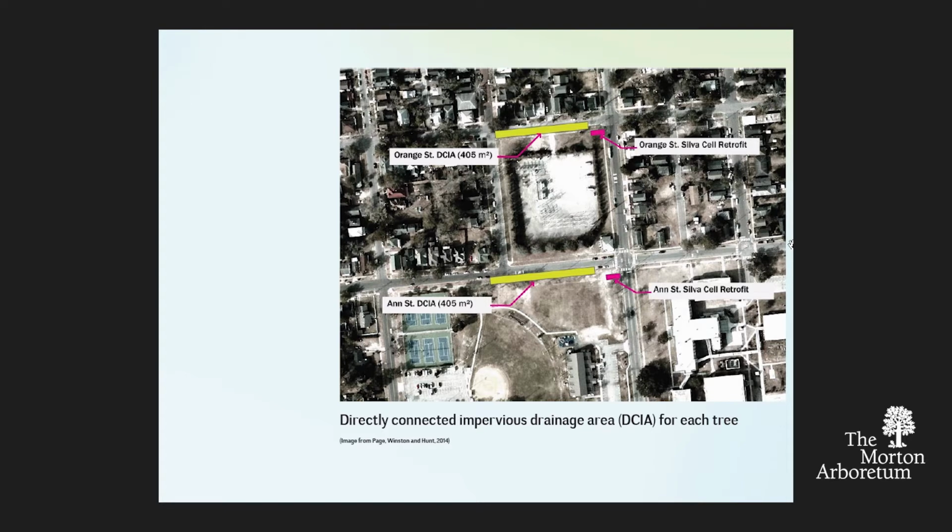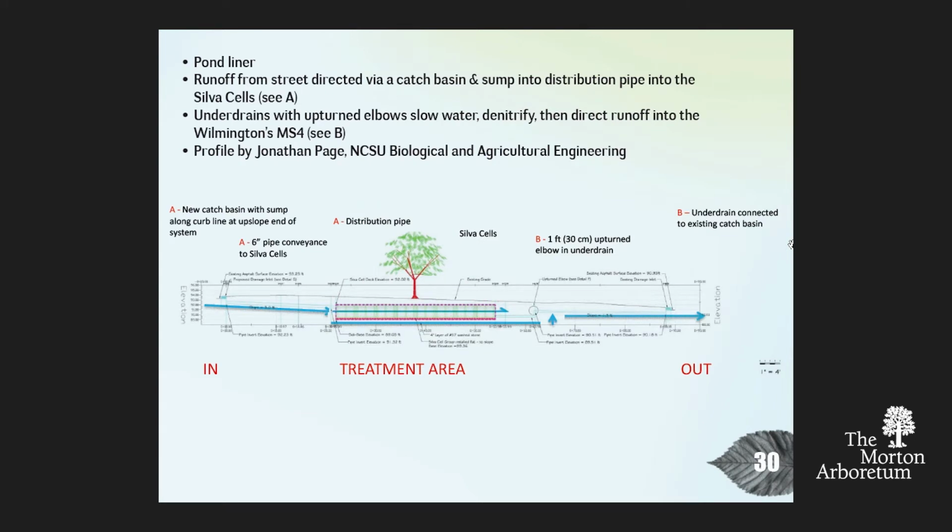Both of these trees have 1/10 of an acre of watershed, which is about 200 feet that way and about 20 feet wide. And it's all impervious. So that's off the street. It goes into little catch basins. Here's a diagram of it. So it comes in here in this catch basin.